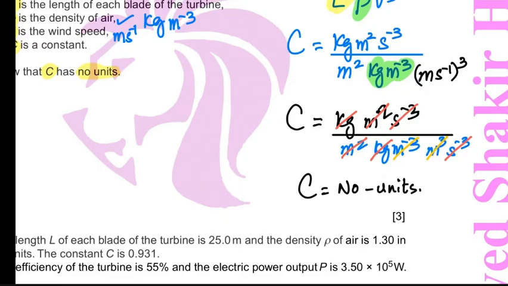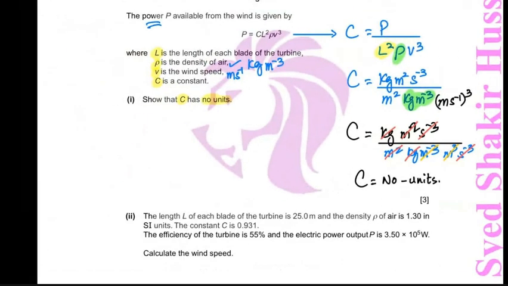You got this? Should we write 0 or no units? No, you just write no units. You write C equals 1, and then that's no units. Right?